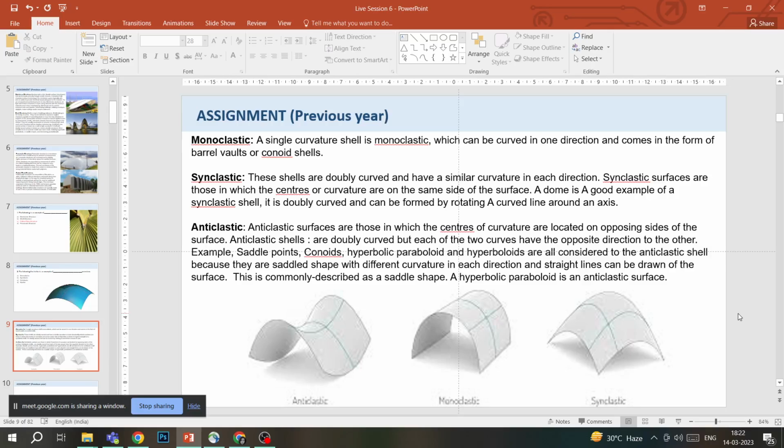and they're all considered anticlastic shells because they are saddle shaped with different curvatures in each direction, and straight lines can be drawn off the surface.